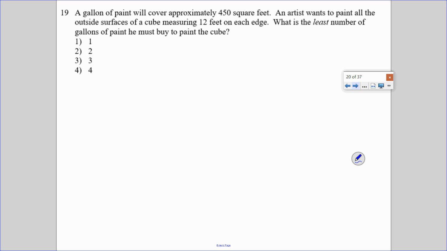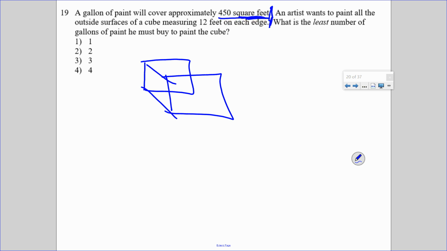A gallon of paint will cover approximately 450 square feet. Okay, nothing to do yet, but I know that a gallon of paint is going to cover square feet. Square feet is area, so I'm going to probably do something with area. An artist wants to paint all the outside surfaces of a cube measuring 12 feet on each side. I got a cube. I'm painting the outside. The outside of a three-dimensional shape is surface area. I have a song for this, don't I?